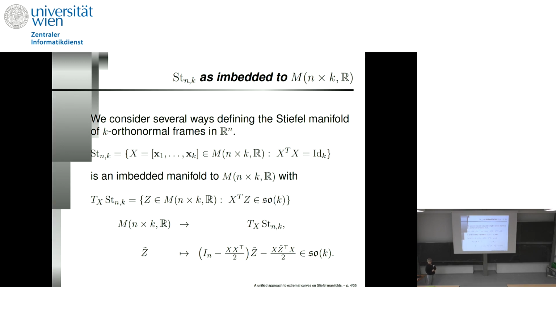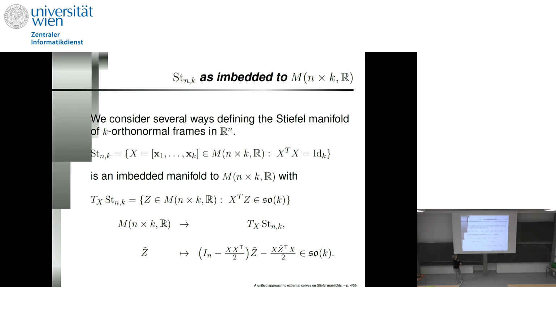I need something to show this, so let me use the old style red spot. This is just the tangent space at a point x. You fix x and calculate the tangent space, and the tangent space can be described by all rectangular matrices z such that the product x transposed times z is a skew-symmetric matrix, a matrix belonging to so(k).